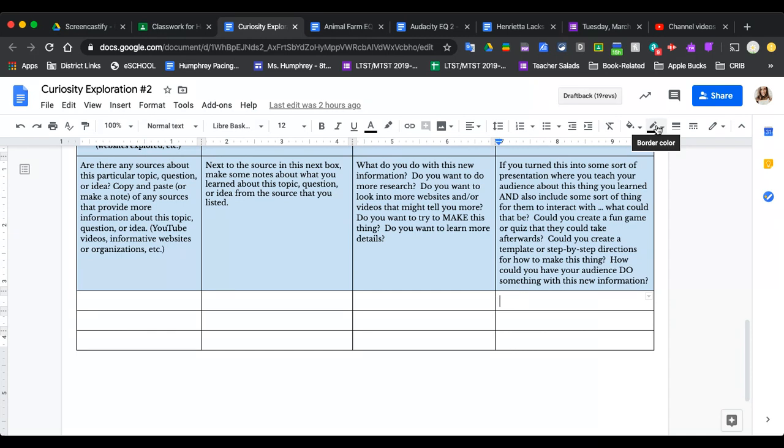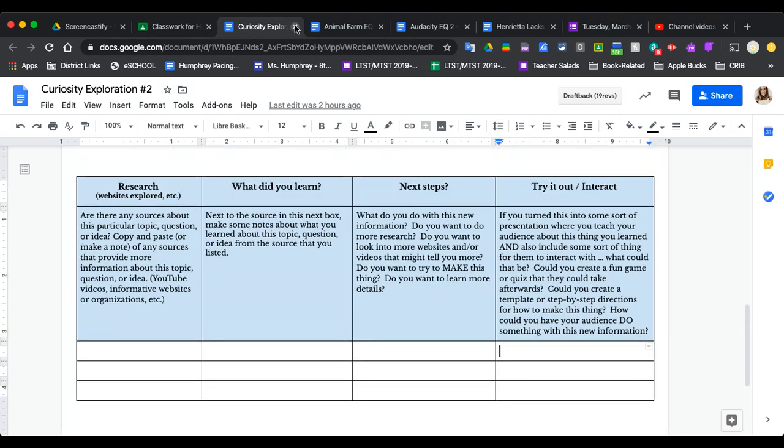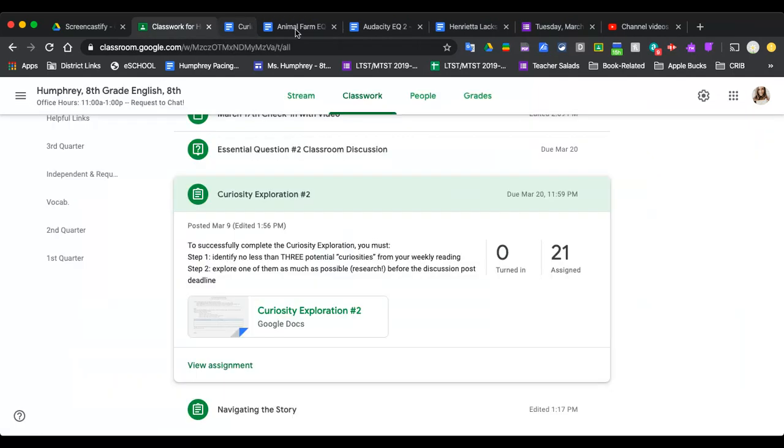Any of those things would work, but you're going to be putting all of your brainstorming there. So when you're finished, you are done with that curiosity exploration number 2 and you want to turn it in. That is due the end of the day, Friday. So whether you are an A day or a B day person, you've got until Friday to get it done, because I know some of this takes a little bit of time, and that is fine.